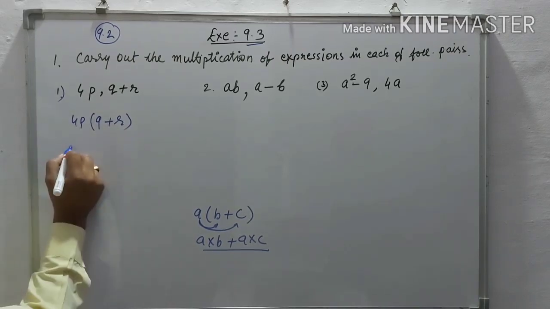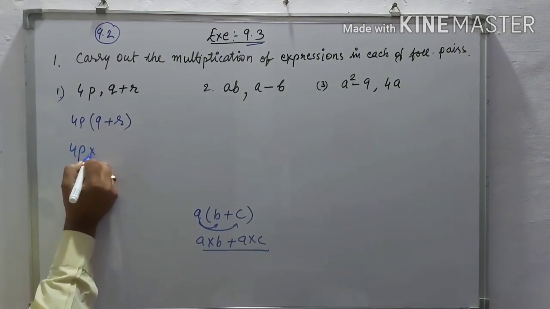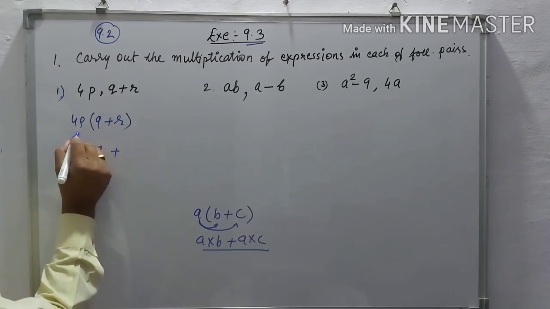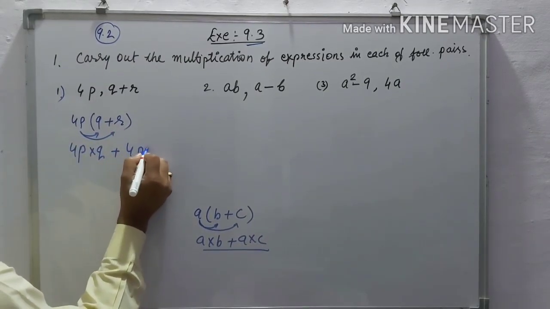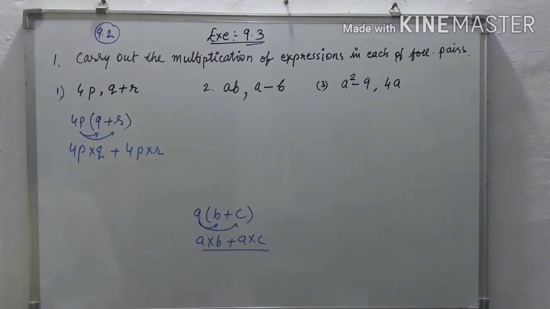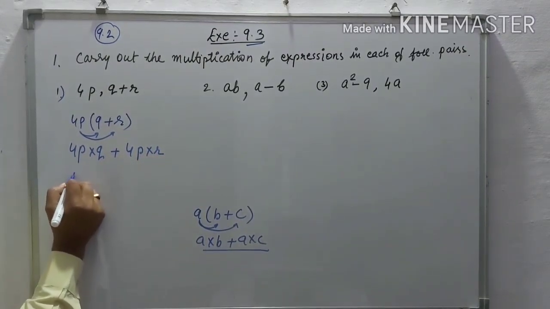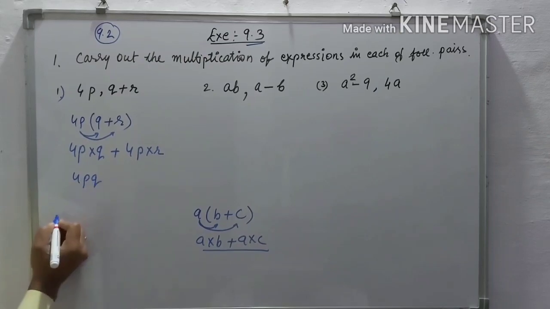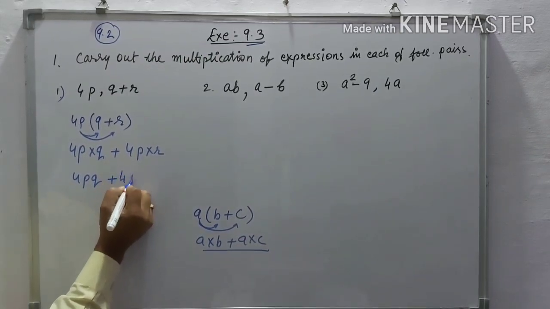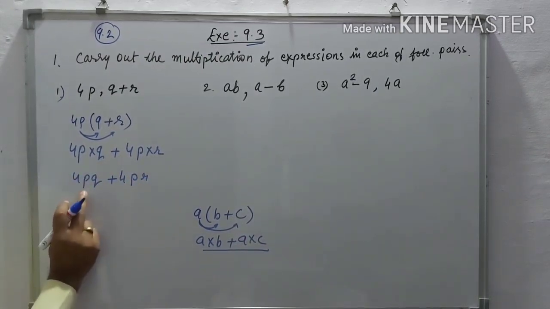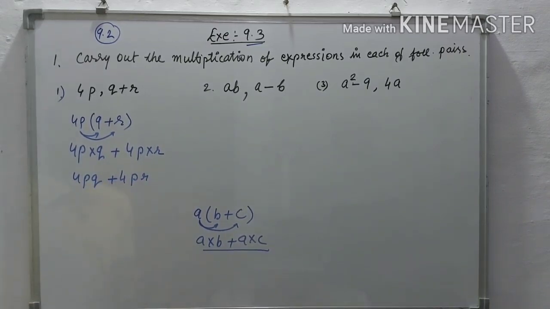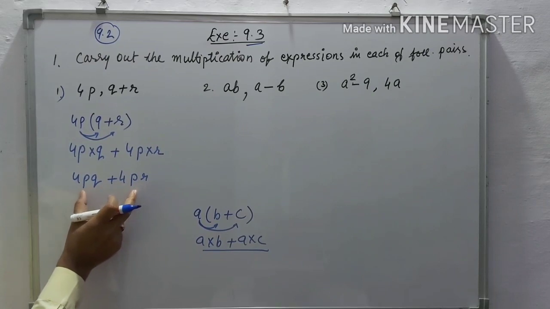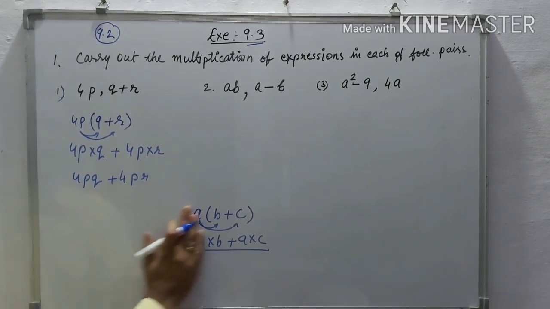Okay, so we apply that: 4p into q plus, second, 4p multiply r. Now we get 4pq plus 4pr. Then pq and pr are not like terms. Otherwise, the like terms would be added. Okay, now second.